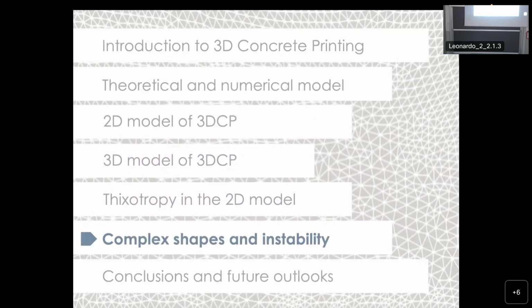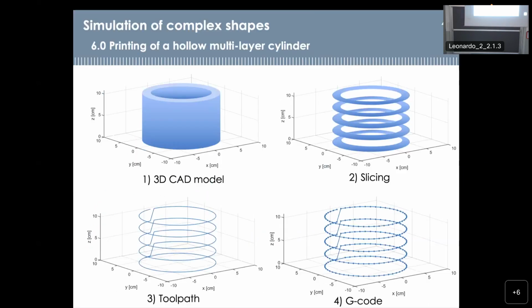Okay. So now I will show you some examples of more complex printing processes. And so, first of all, let's recap what is the design process for a 3D concrete printed object. So we start with a 3D CAD model of the object. Then we slice the model in order to obtain all these slices. Then there is a software which generates the tool paths, so a continuous path which spans all the slices. And finally, this continuous path is discretized and translated into the G code.